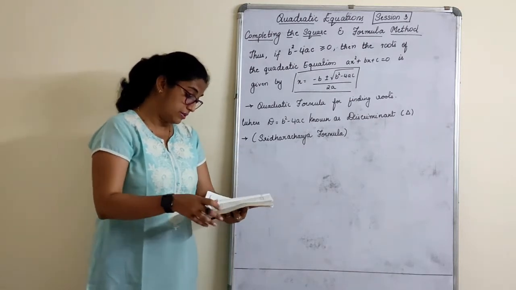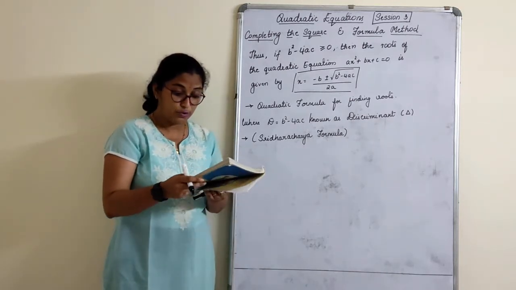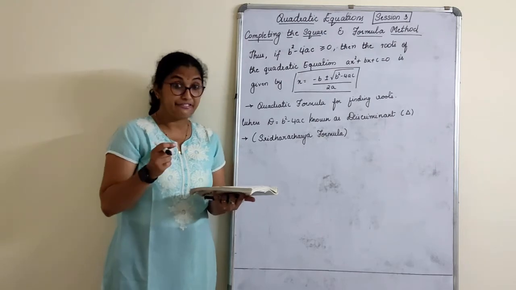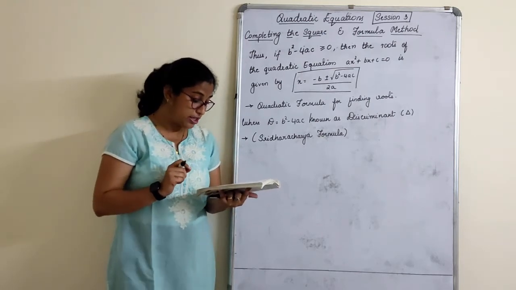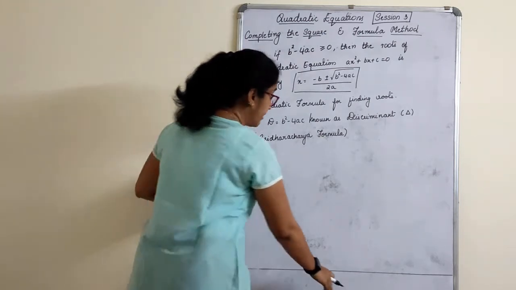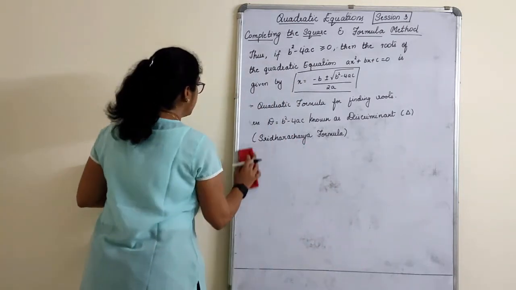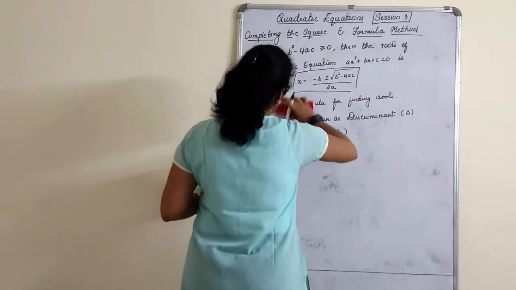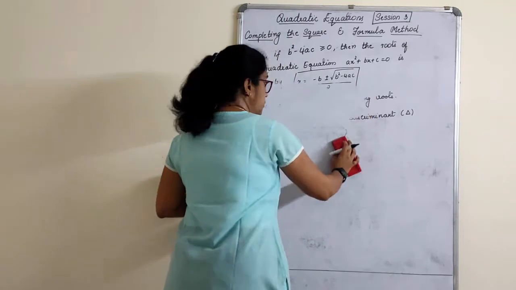So now the exercise: find the roots of the following quadratic equation, if they exist, by the method of completing the square. So it is mentioned that it has to be done by the method of completing the square only.